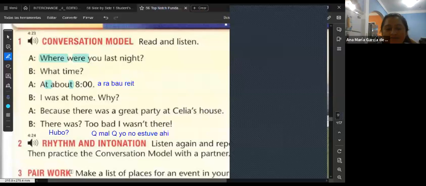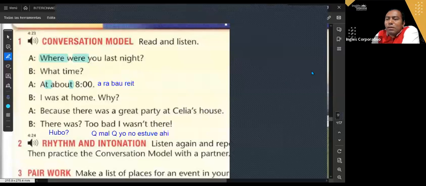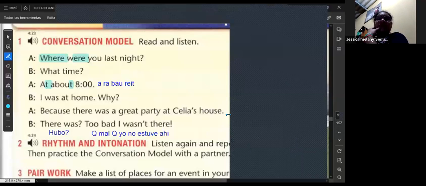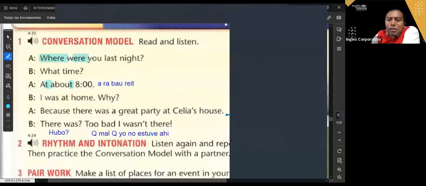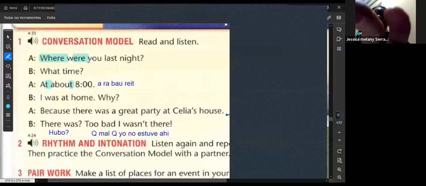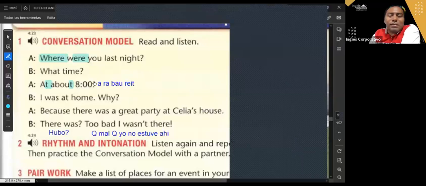¿Hay otros voluntarios? ¿Otros 2 voluntarios para pasar a la otra actividad? Me, teacher. Okay. ¿Quién dijo me? Okay. Jessica Melanie, ¿verdad? Yes. Ok, Nubia es A y Jessica Melanie es B. Ok, Nubia, usted empieza.